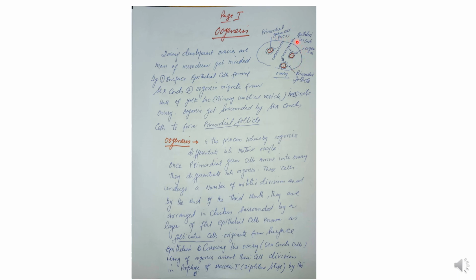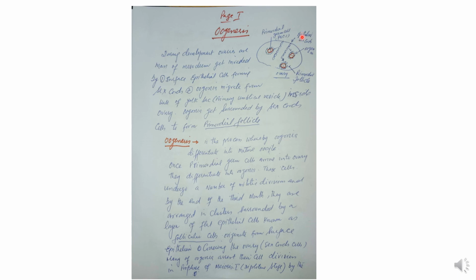The surface epithelium is the outer covering of the ovary, from where the cells proliferate and penetrate into the ovary like this in rows. The name given is sex cords, that is the epithelial sex cords, and they penetrate into it.